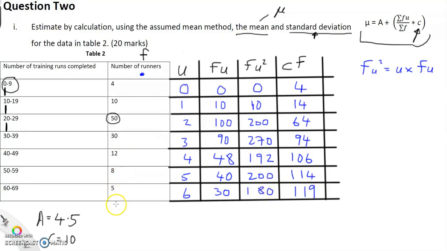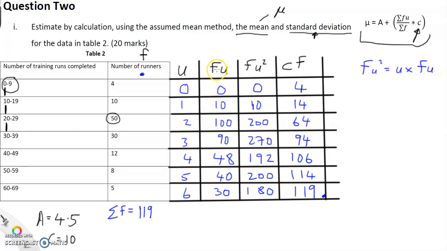Now we'll go down to the bottom of the frequency column and get the sum of all our frequencies. We add these all up together: 4 plus 10 plus 50 plus 30 plus 12 plus 8 plus 5 equals 119. So the sum of our frequencies is 119, and this matches the final cumulative frequency, which is a good check. They should always match.